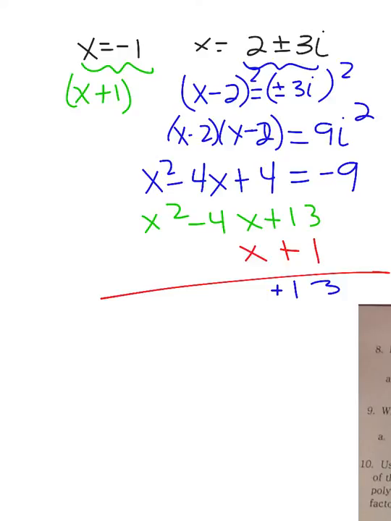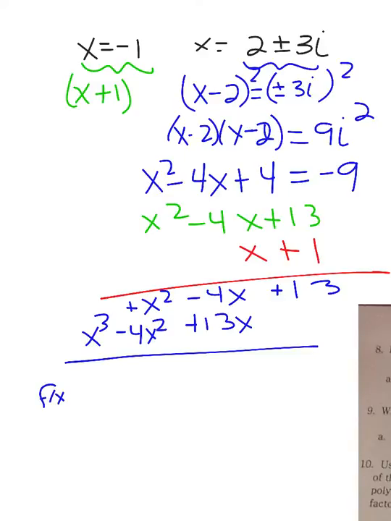1 times negative 4x is negative 4x. 1 times x squared is positive x squared. x times 13 is positive 13x. x times negative 4x is negative 4x squared. x times x squared is x to the third. So I get f of x equals x to the third minus 3x squared plus 9x plus 13. Okay, so let's take a look at 10, the last one.